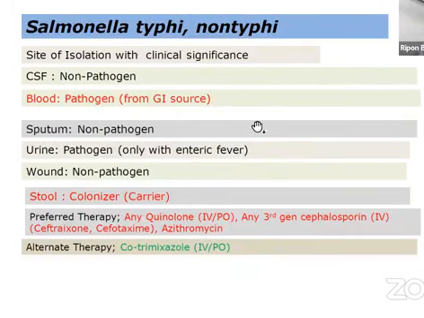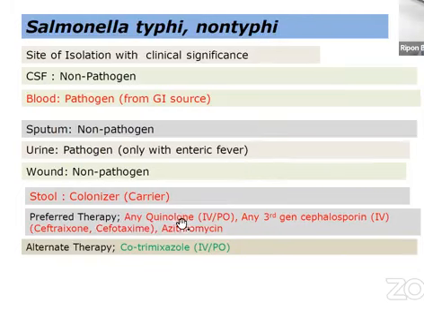Something about Salmonella typhi. Salmonella typhi is actually non-pathogenic in CSF, sputum, and urine, but it is pathogenic when it enters the blood from a GI source. In case of enteric fever, from the blood it goes to the renal tract. In that case, it can be pathogenic.